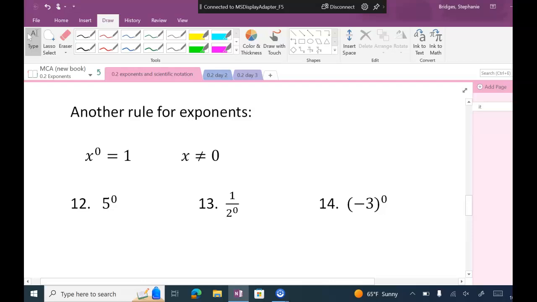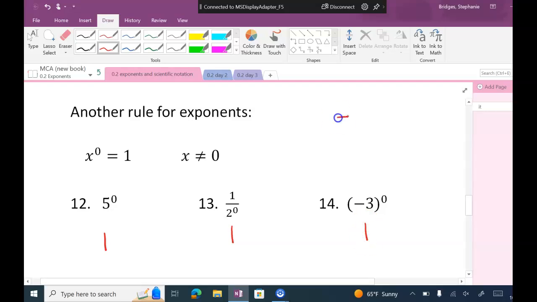So what is 5 to the 0 power? 1. What is 1 over 2 to the 0 power? 1. And then I have negative 3 inside of the parentheses raised to the 0 power. What would that be? 1.